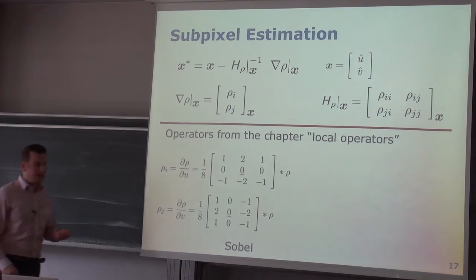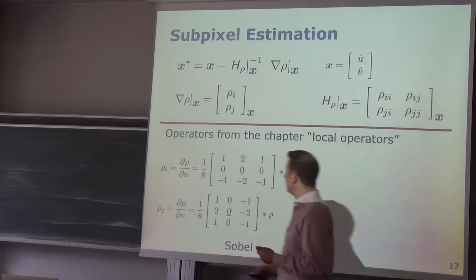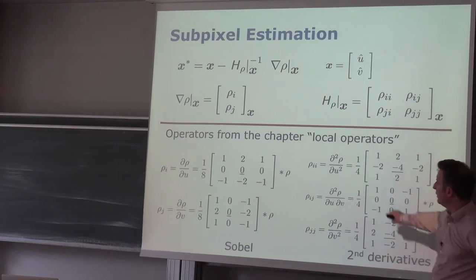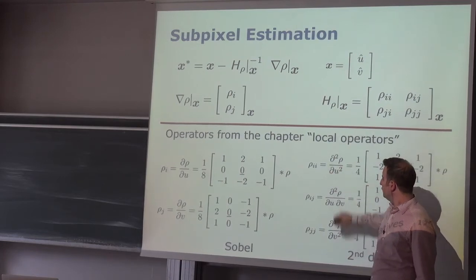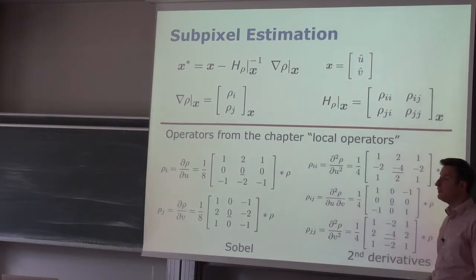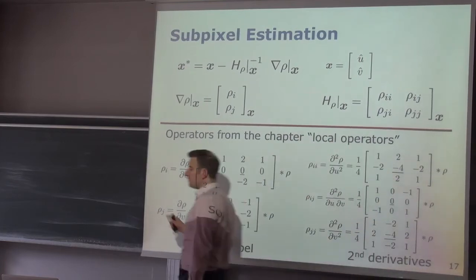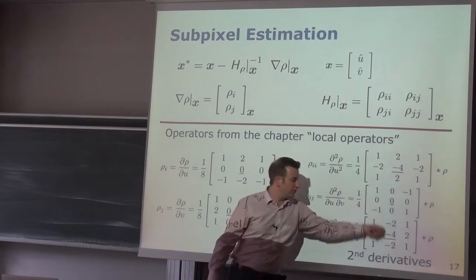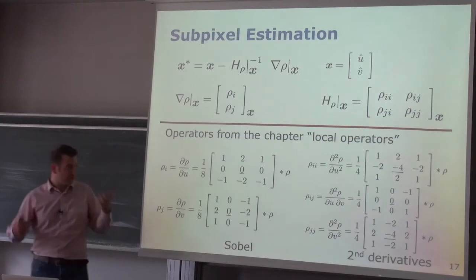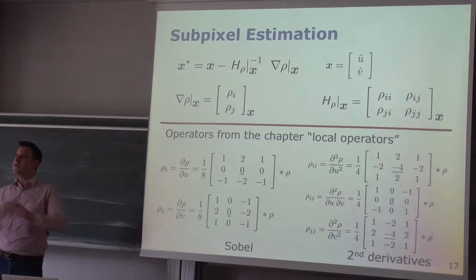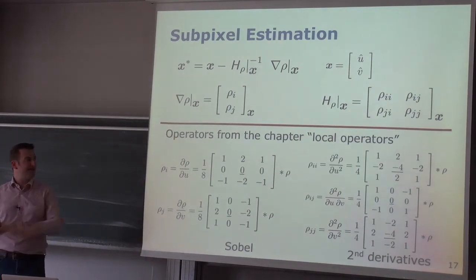And I can do exactly the same thing with the second derivative. Again, it's a copy-paste from the chapter on local operators. So I have the derivative twice with respect to u, with respect to u and v, and twice with respect to v. And these are the operators that I have. So in order to compute those values, I need to use the Sobel operator in x and y, and I need to use these 3 operators or kernels for my current estimate to estimate what the gradient looks like, what the Hessian looks like, and with this information I can directly obtain my subpixel accurate estimate.